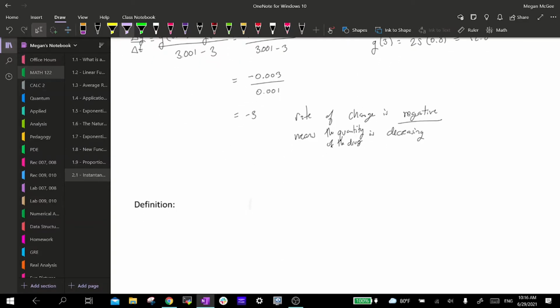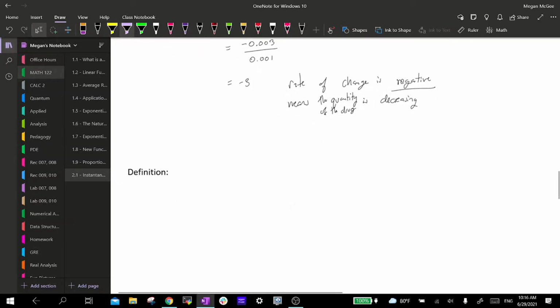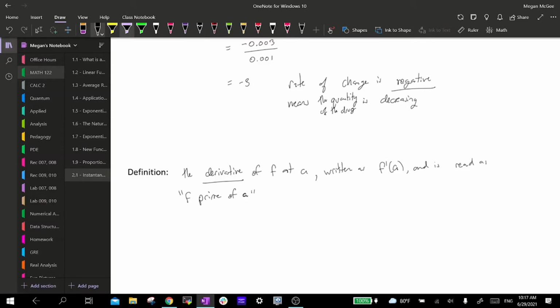All right, so the instantaneous rate of change is so important that we give it its own name. We call it the derivative. So the derivative of a function f at a point A, which we write f prime of A, is read as f prime of A. All right. Is the instantaneous rate of change of f at the point A.